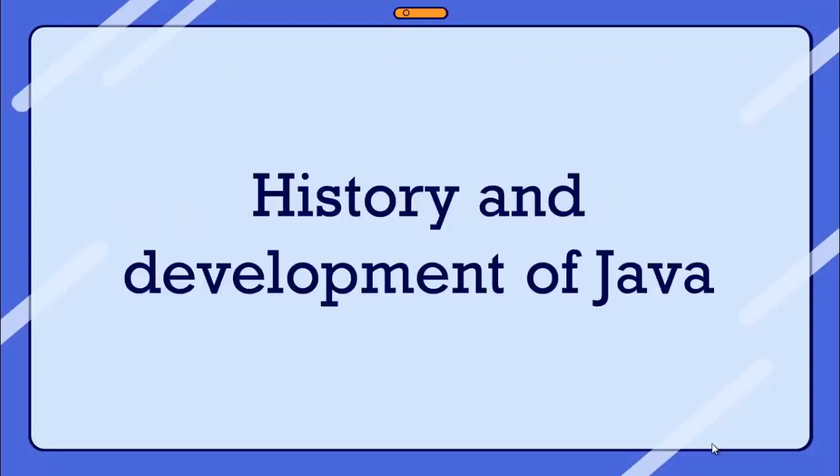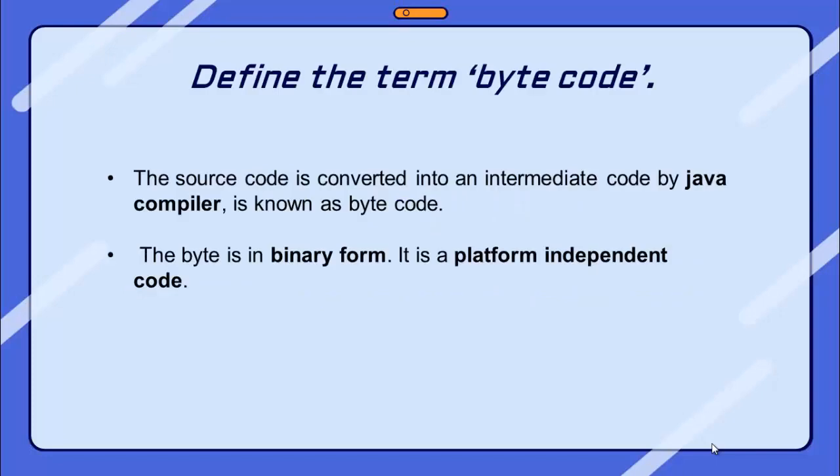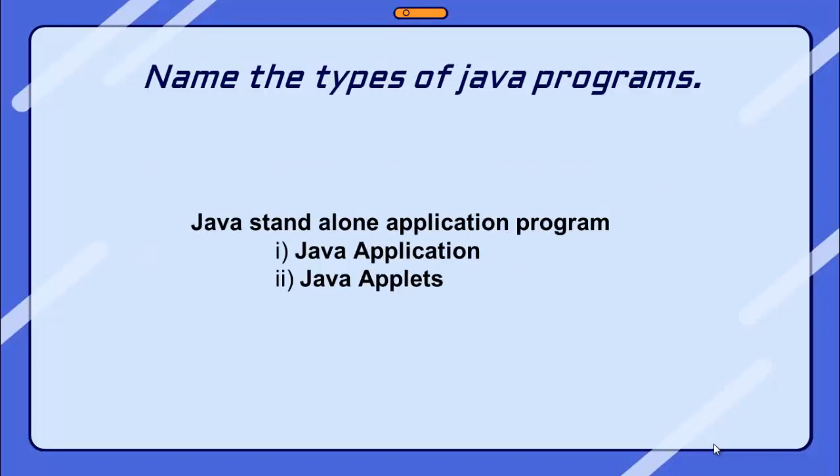The second chapter is history and development of Java. Define bytecode. The source code is converted into intermediate code by the Java compiler, which is known as bytecode. The bytecode is in binary form. It is platform independent code. Otherwise, you can also write it as intermediate code which only the Java virtual machine can understand, and it can run on any platform.